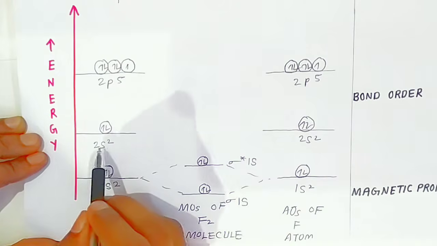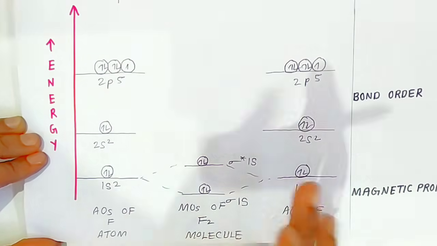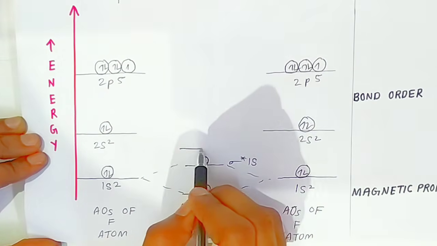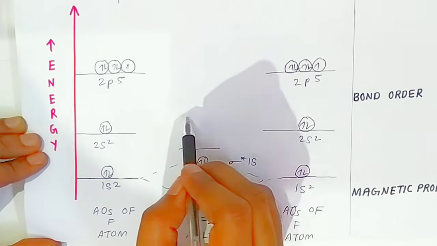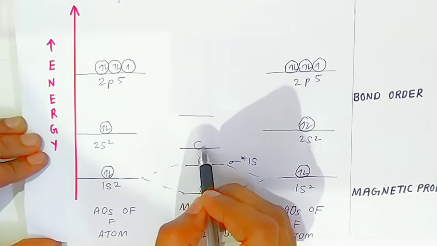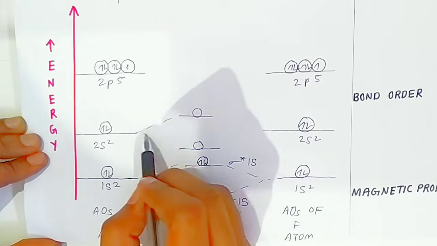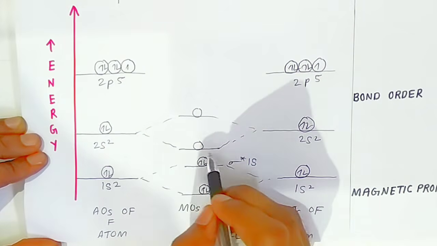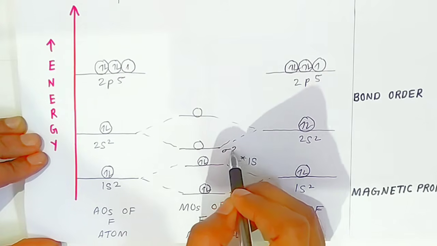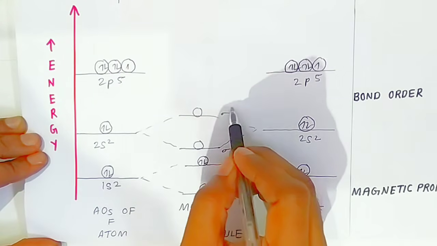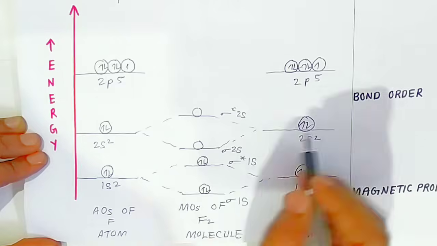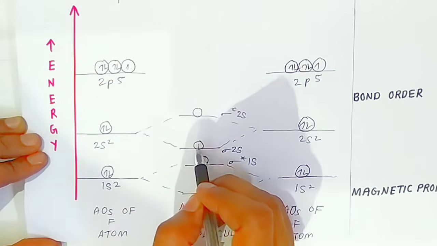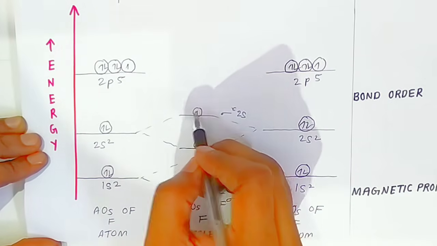When 2 atomic orbitals of fluorine atoms combine, they will form the 2 molecular orbitals. One will be the bonding and the other will be what? Anti-bonding. Okay, students. Now here also, because they are coming from these atomic orbitals, we have to put the dotted line, and the bond which is formed we call sigma 2s, and here it is anti-bonding, sigma star 2s. Now out of 4 electrons, first 2 electrons will go to the bonding, then it will go to the anti-bonding.